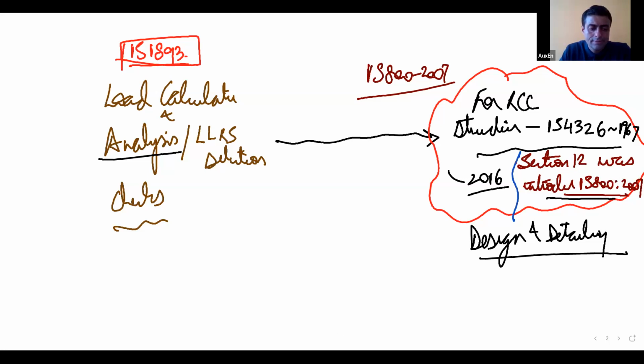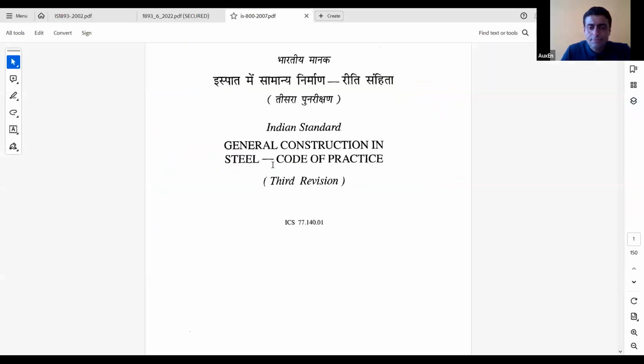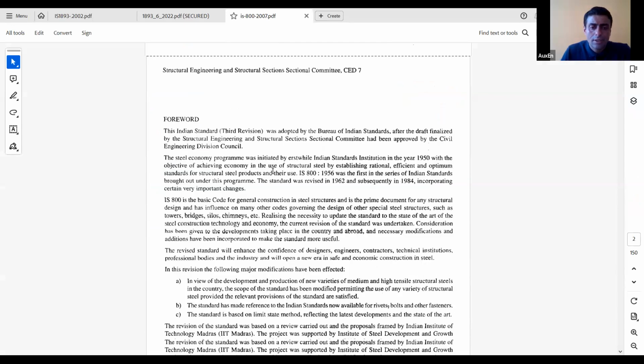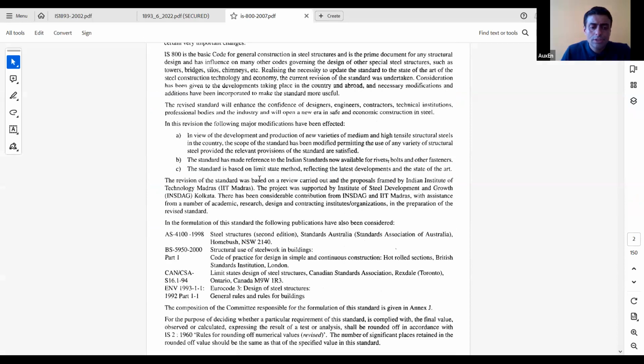Is it making any sense to all of you? Do you understand why we are discussing all these things? We are just discussing these to get a perspective of what is happening and the historical context of these things. So IS 800 2007 for the first time gave these recommendations for steel structures subjected to seismic loads.